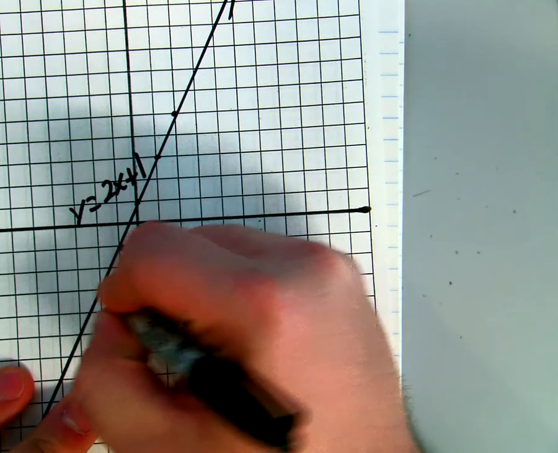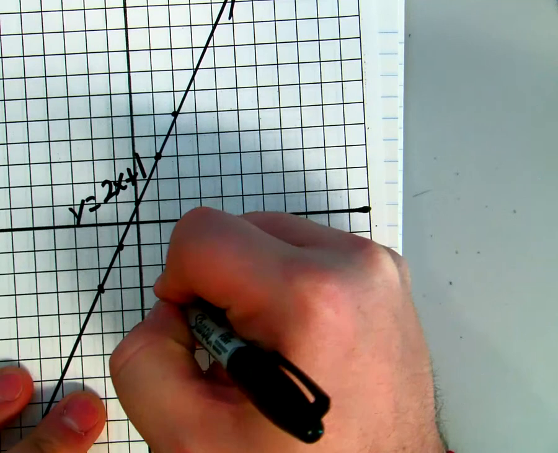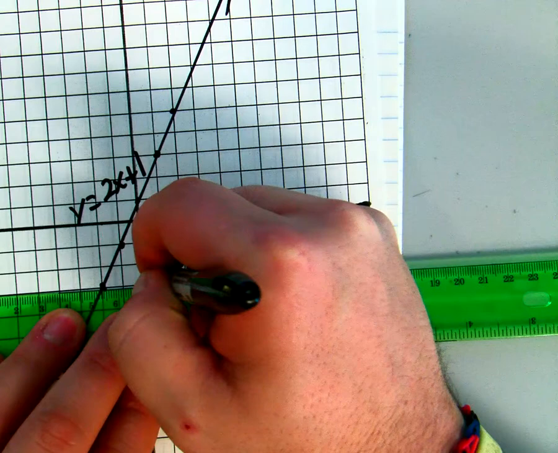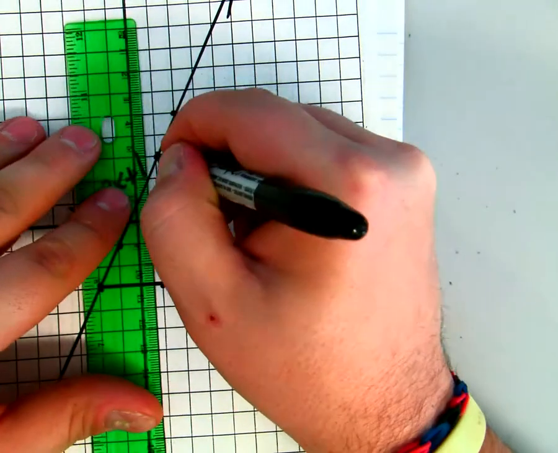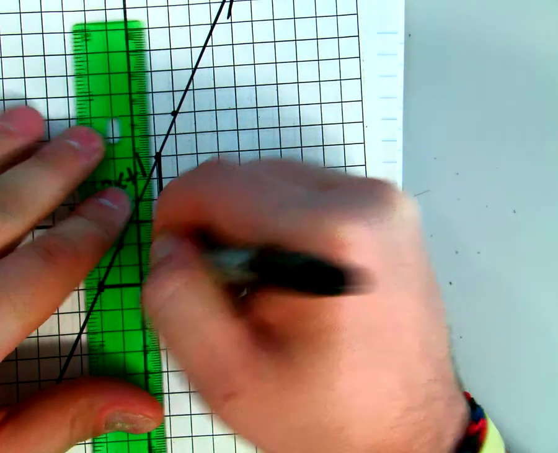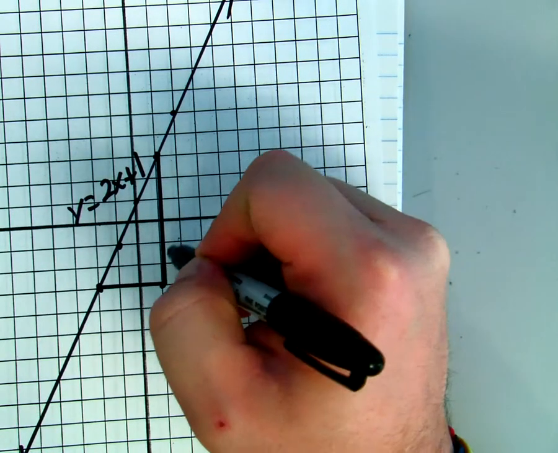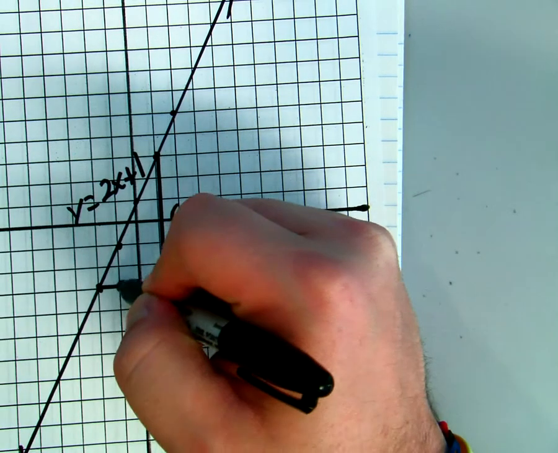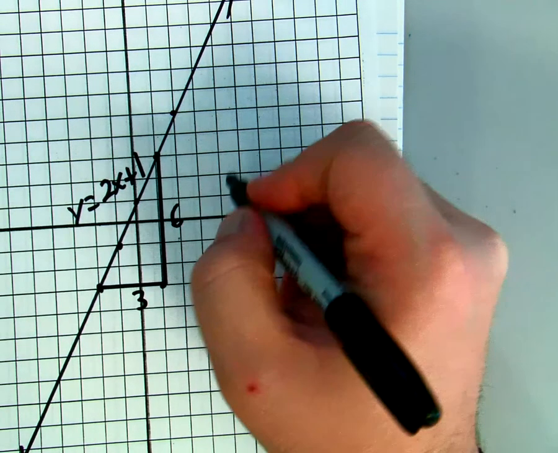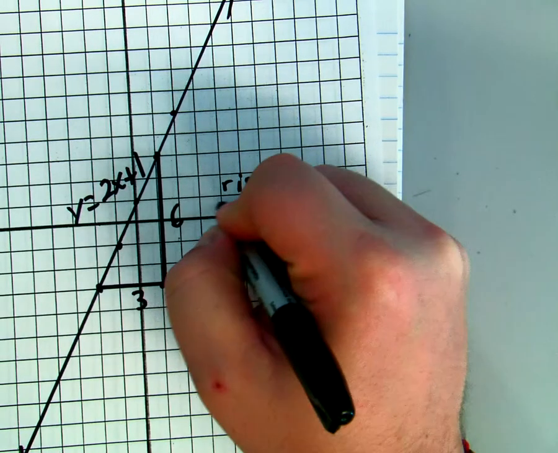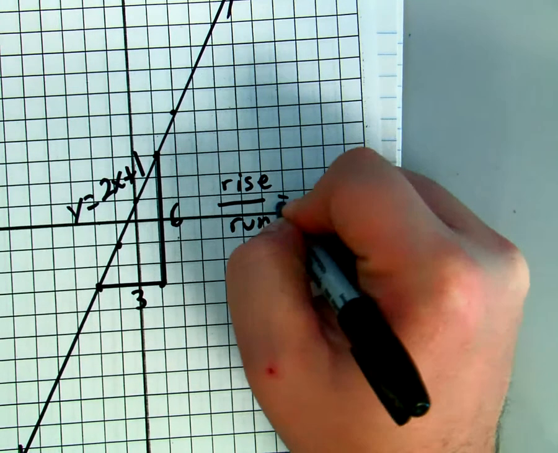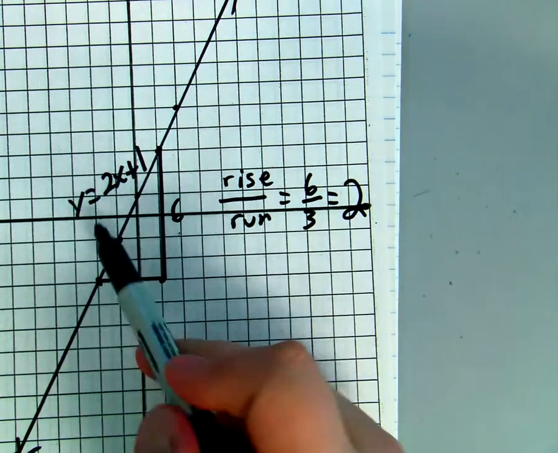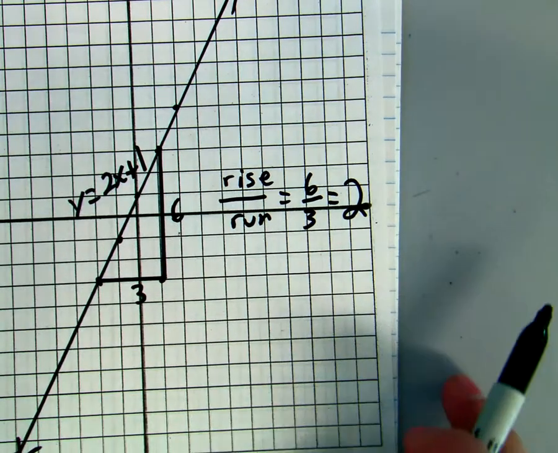I'm going to go from this point here to this point here, so I notice I have to go over 3. So I go up 1, 2, 3, 4, 5, 6, and I go over 1, 2, 3. Rise over run is 6 over 3, which gives us a slope of 2, which we know works.